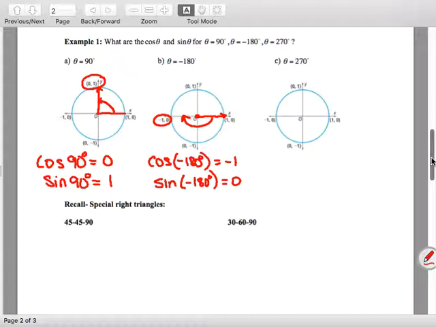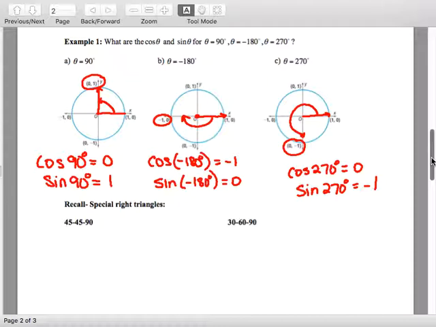So, I got that. Then for the first one, the point is 0, 1. Oh, never mind, because I did cosine first. All right, 270. So here's 270. So it's this one. Cosine of 270 degrees is 0. The sine of 270 degrees is negative 1. All right, any questions on that? So cosine of an angle is the x-coordinate. Sine of the angle is the y-coordinate.